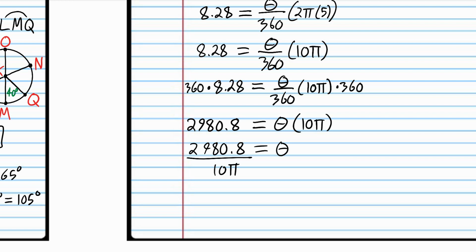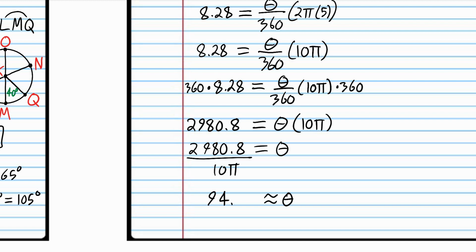So write 2,980.8 in your calculator, and then divided by 10 equals. So first we divided by 10, then you're going to divide by pi. Divided by pi equals. That's probably the easiest way to do it. The way that I just told you is probably the easiest way to enter it into your calculator. There are different ways that you can do it, but you should probably stick with that order.